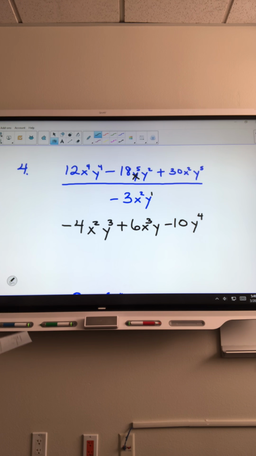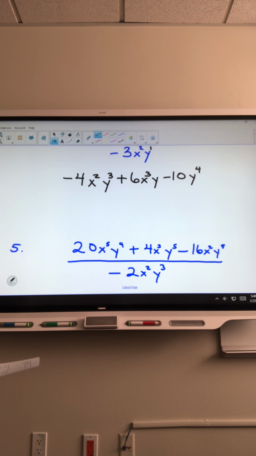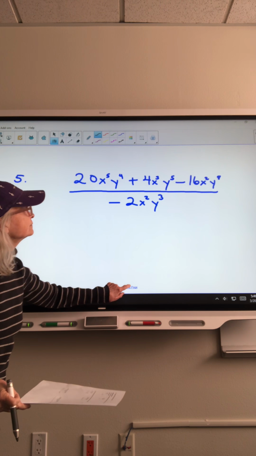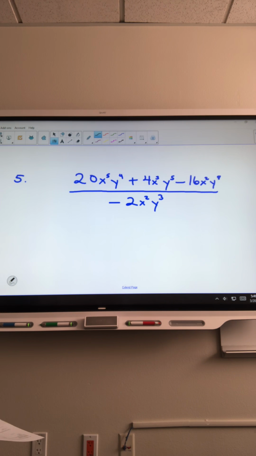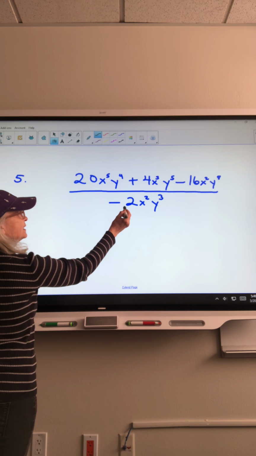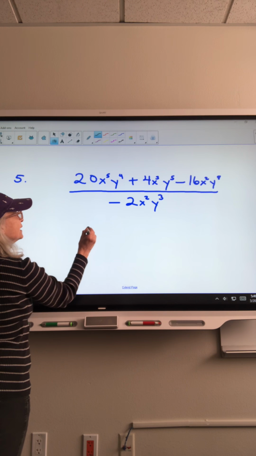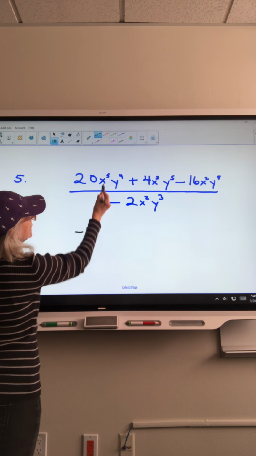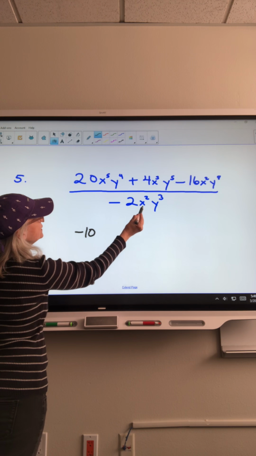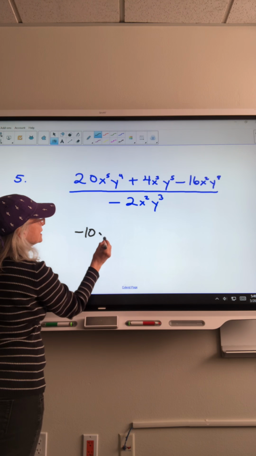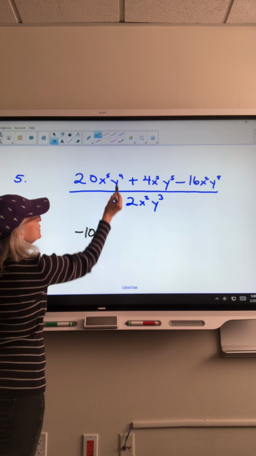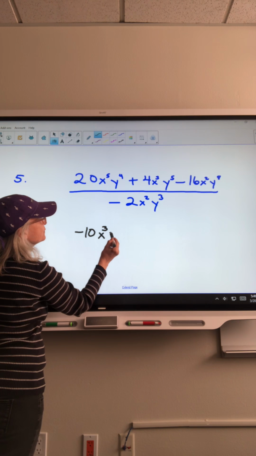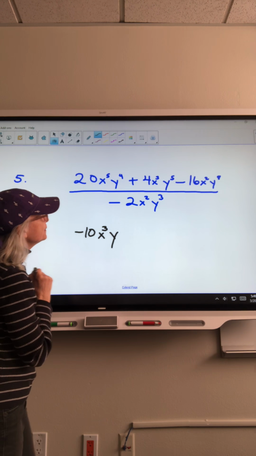Okay, great. And the last one. You can pause this if you're not finished. Otherwise, I'm going to go ahead and go over the answer. So 20 divided by a negative 2 would be a negative 10. x to the 5th divided by x to the 2nd is x cubed. y to the 4th divided by y to the 3rd is just y.